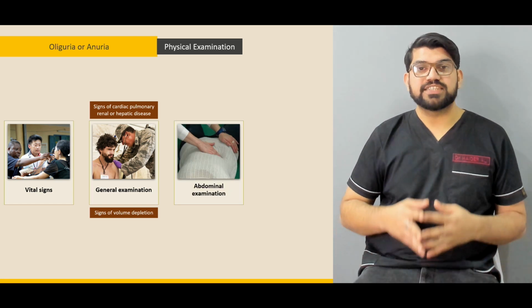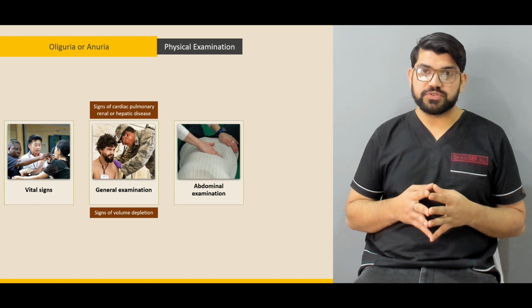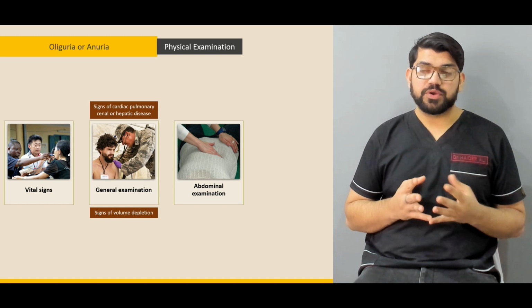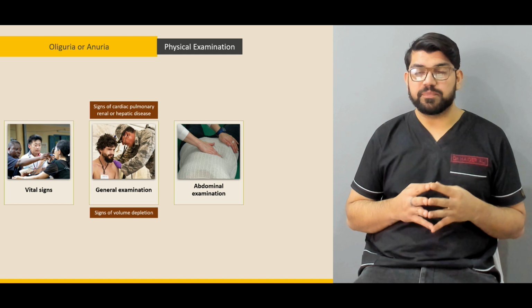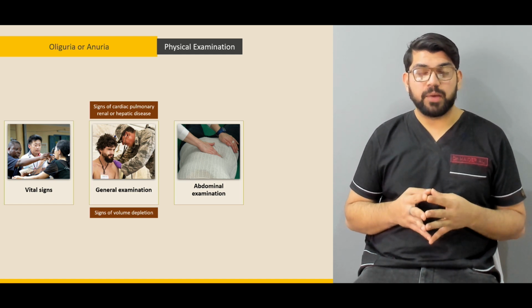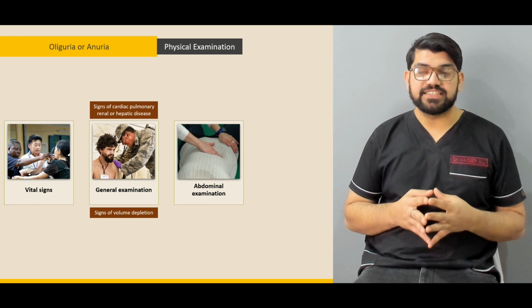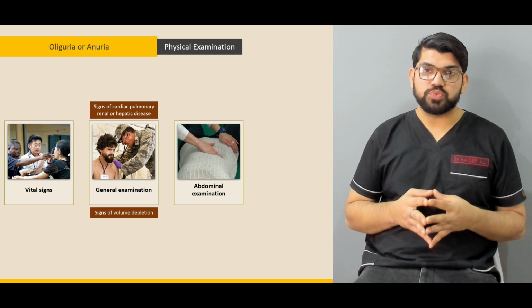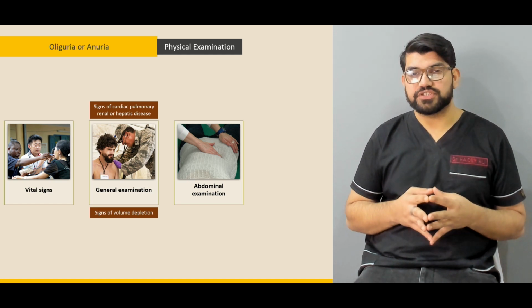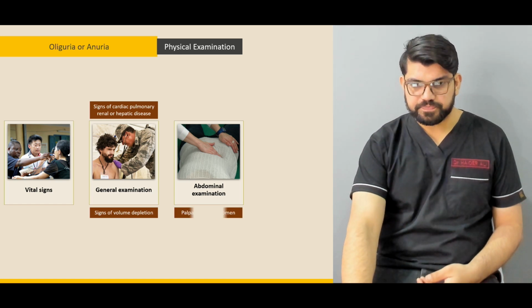Moving on to abdominal examination, look for signs of renal artery stenosis, that is a bruit, which you can auscultate with the stethoscope. Look for signs of dehydration with abdominal examination. Look for any tenderness, any ascites, or any abnormal swelling in patients who present with acute kidney injury.